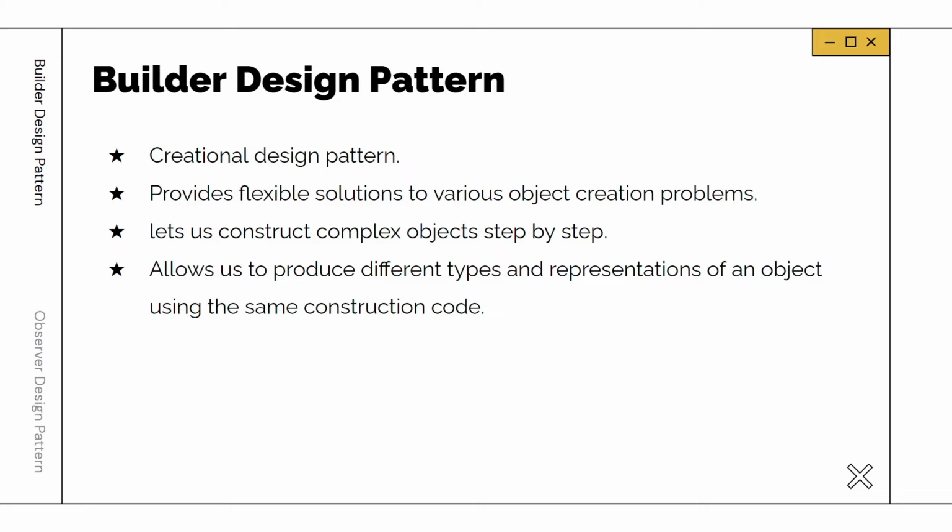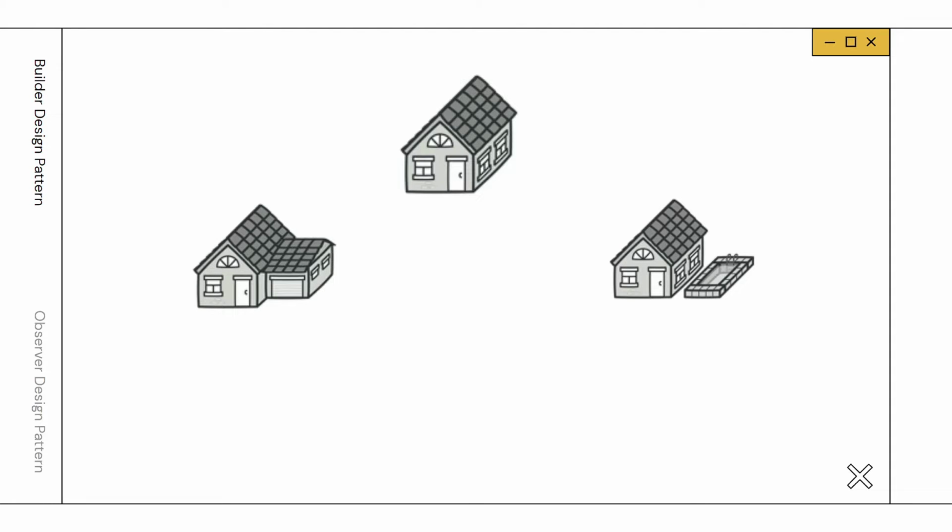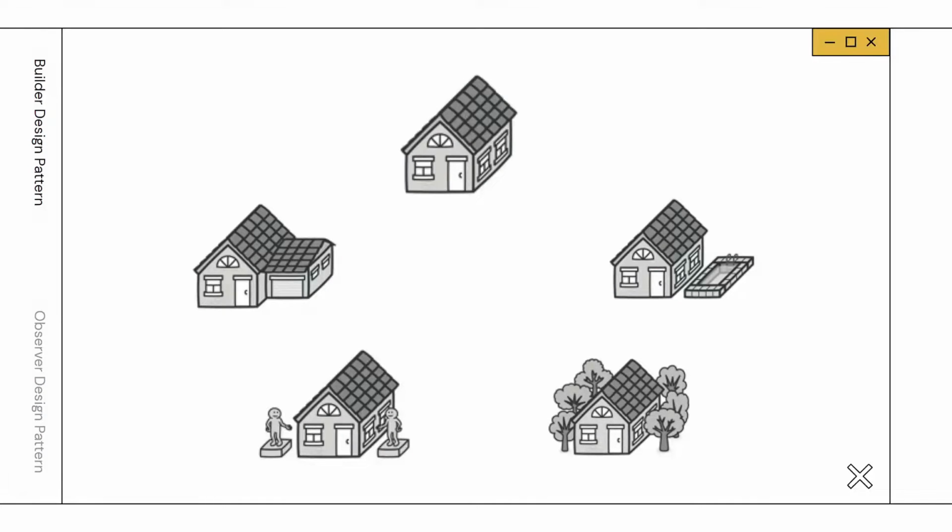To understand it easily, let's dive into a real life example. Suppose we want to build a house which will obviously have 4 walls, 1 roof, a couple of windows, and at least 1 door. But what if we want to create a bigger house, which can be either a house with a garage, a house with a swimming pool, a house with a fancy statue, or a house with a garden, etc.?